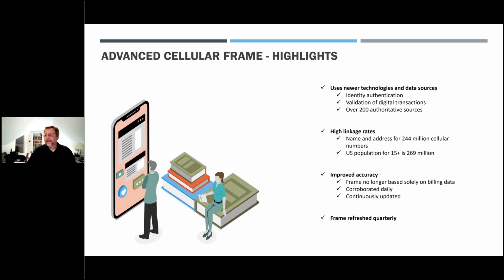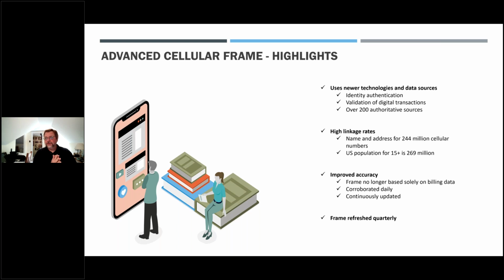I'll talk a little bit about how the frame is actually constructed, in terms of how we associate a name and an address to a cell phone number. Obviously, that's the key with any viable database project. If you can get the correct name and the correct address associated with a telephone number, then everything else kind of falls into place.